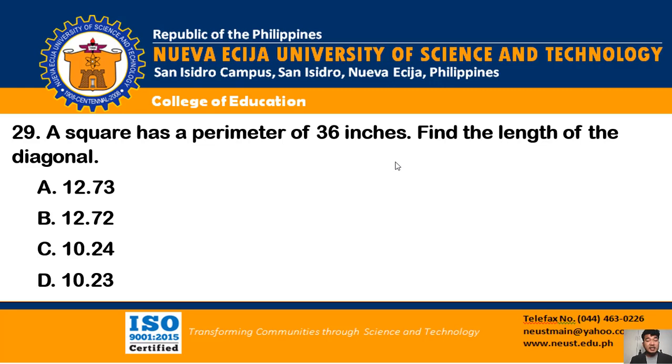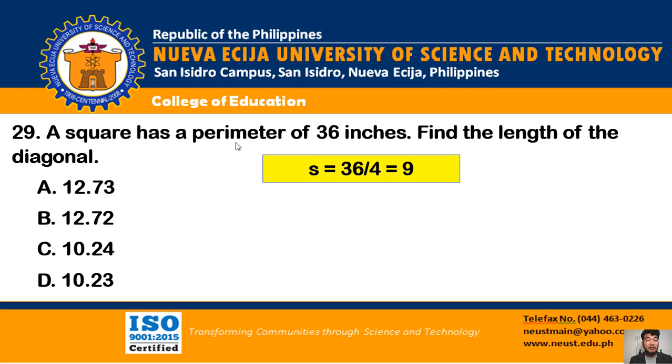29. A square has a perimeter of 36 inches. Find the length of the diagonal. Alright. So side is equal to 36 over 4 equals 9, because we know that for us to solve for the perimeter of a square, that is 4s, we multiply the side by 4. So to get the side given the perimeter, we simply divide the perimeter by 4 to get the side. So side is equal to 9.